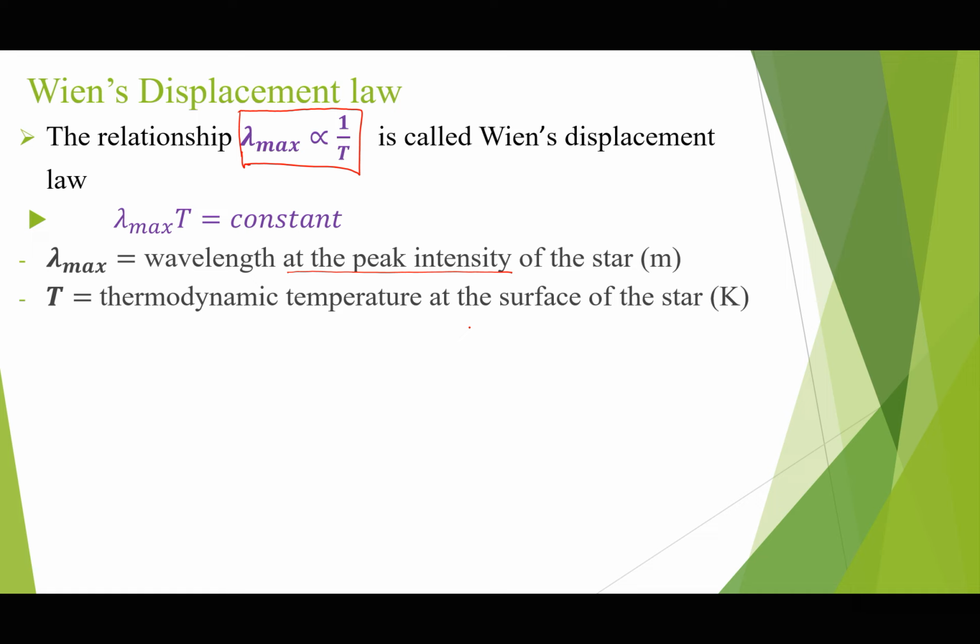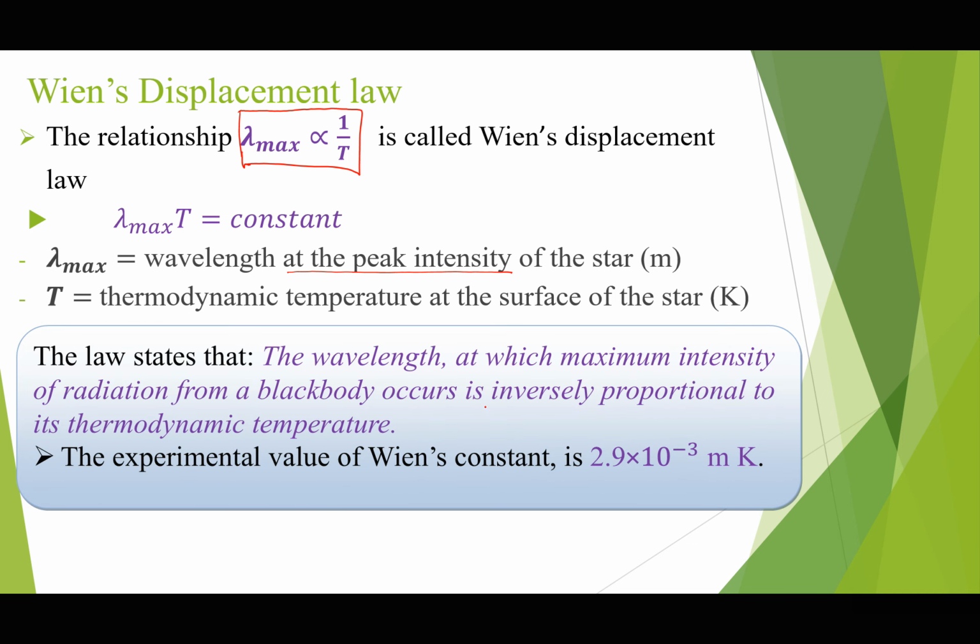So precisely, we can put this in words and say that the wavelength at which maximum intensity of radiation from a black body occurs is inversely proportional to the absolute temperature, or the thermodynamic temperature. This is what we call Wien's displacement law. Now, the value of the constant, we have said lambda max times T equals a constant.